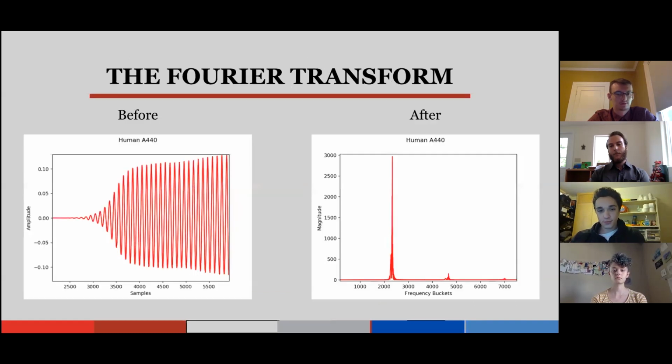So on the left, we have the A440, which is the A just below middle C on a piano. And then on the right, after we've run it through our fast Fourier transform, our FFT, we have individual buckets that will identify which frequency the pitch is. And so here we can see that we have a really large bucket in this area, which gets the A sound.